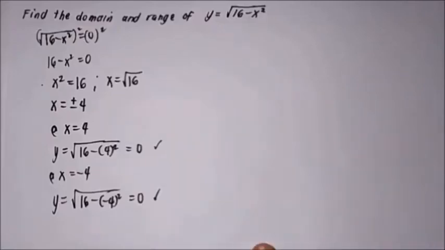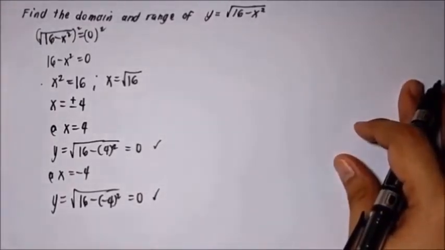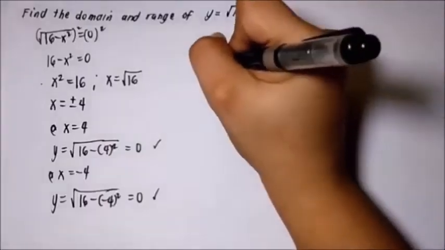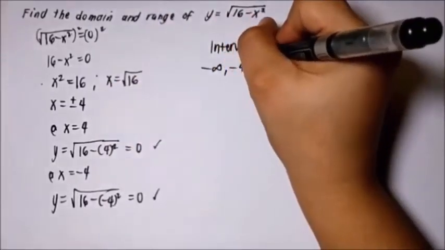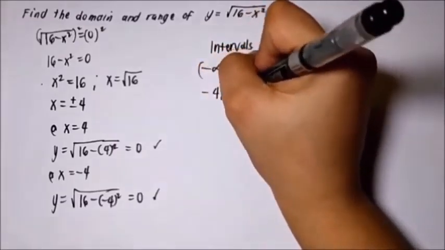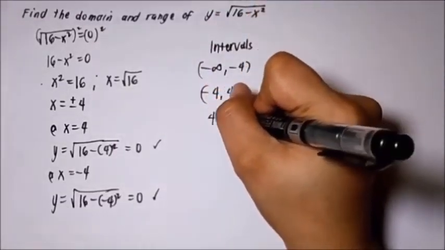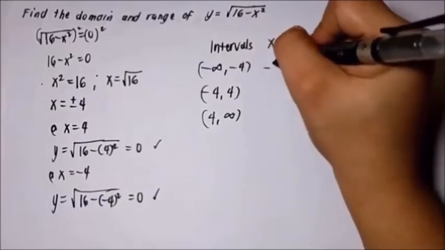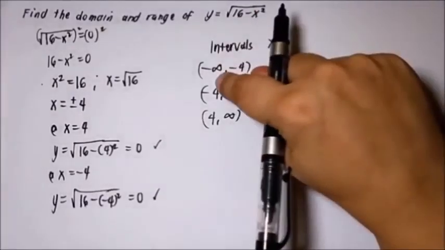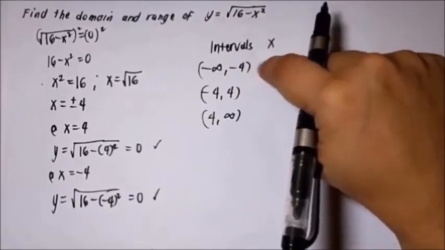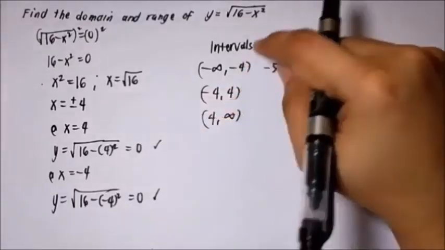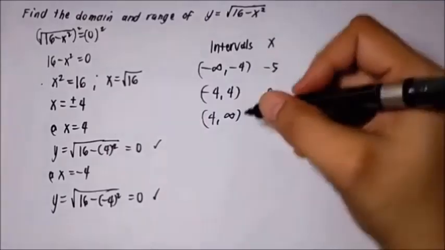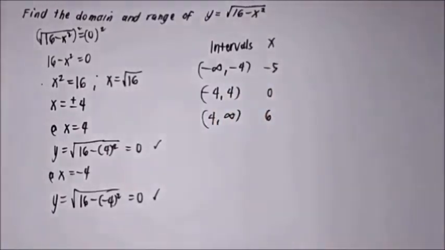So let's use the intervals and check if the given interval would be included or not. Let's have some intervals. From negative infinity to negative 4, and then negative 4 to positive 4, and then positive 4 to positive infinity. Let's have some values of x that would represent these intervals. In between negative infinity and negative 4, we choose negative 5. In between negative 4 and positive 4, we can use 0. From 4 to infinity, let's say that would be 6.